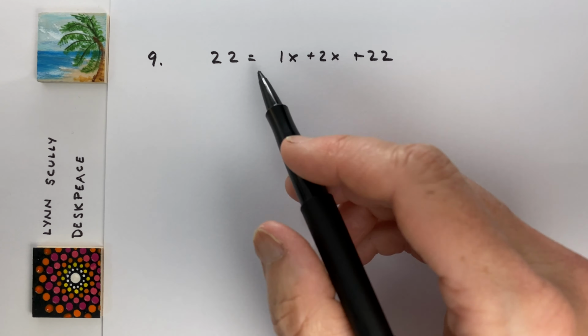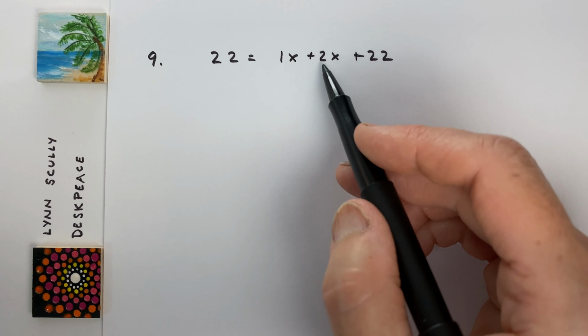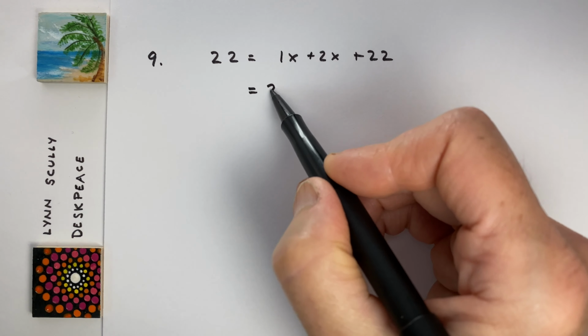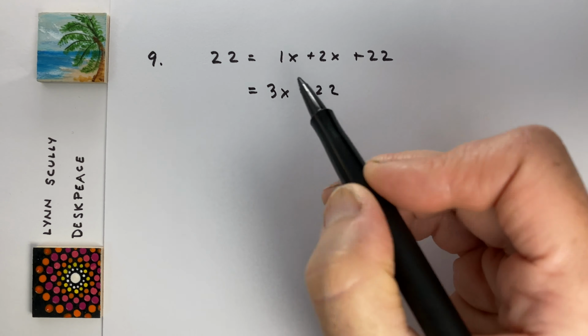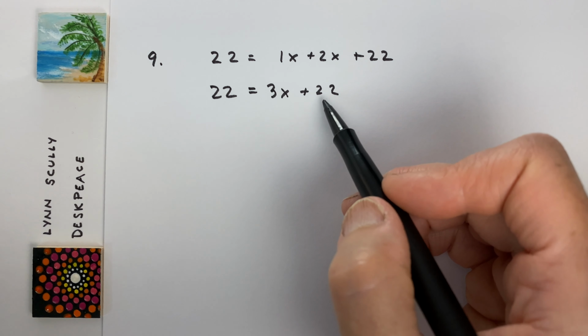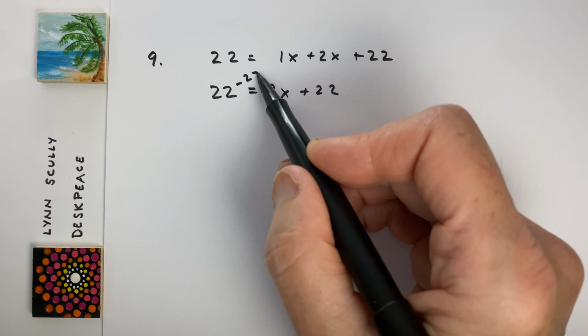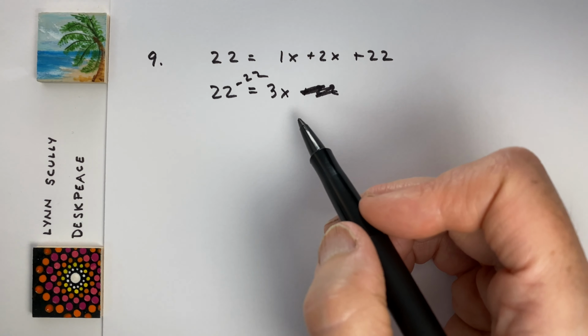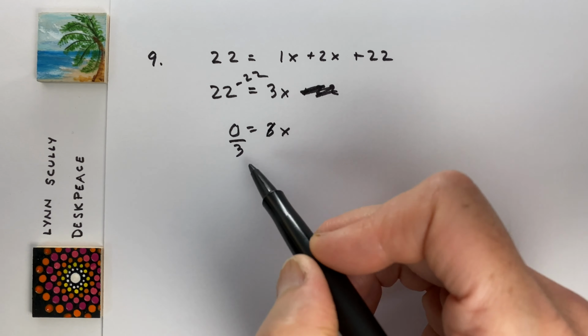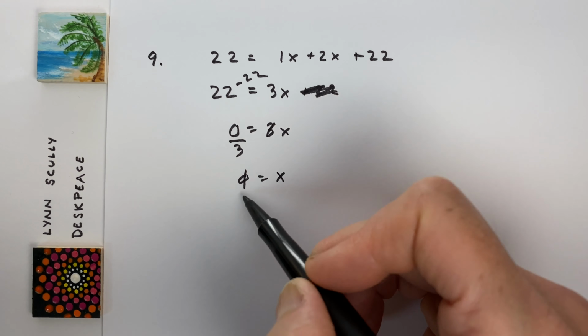Number 9. 22 equals 1x plus 2x plus 22. Combine my like terms. I have 3 x's here plus 22 equals 22. I want to get the x alone. This 22 is attached by addition. Move it by subtraction to the other side of the equal sign. And I'm getting 0 equals 3x. Divide by 3, and I'm still getting 0 equals x.